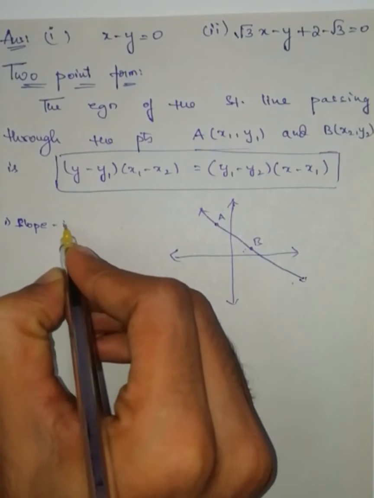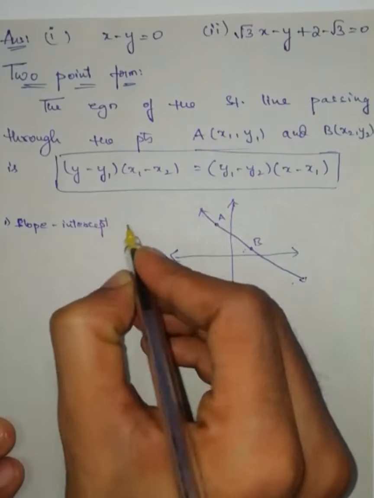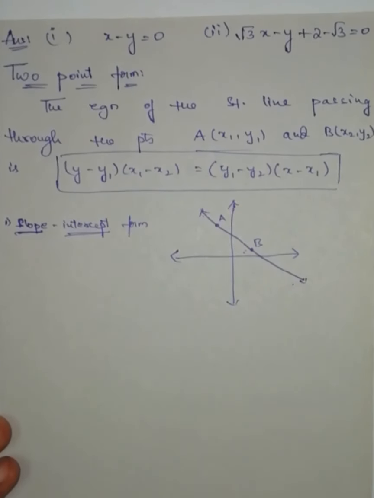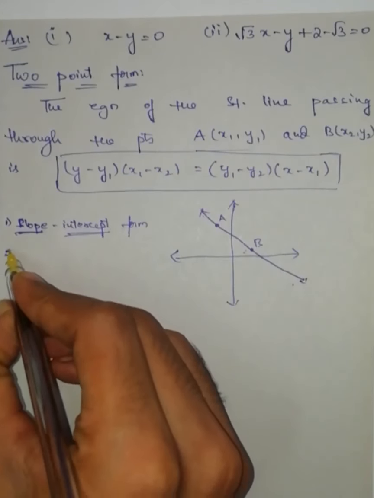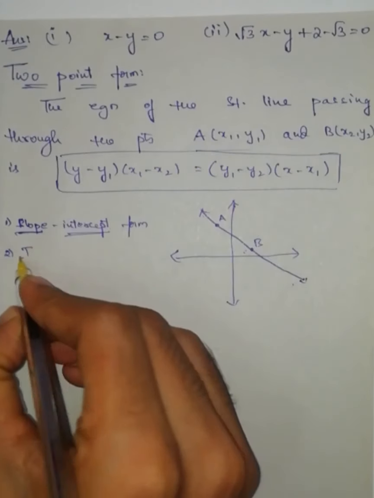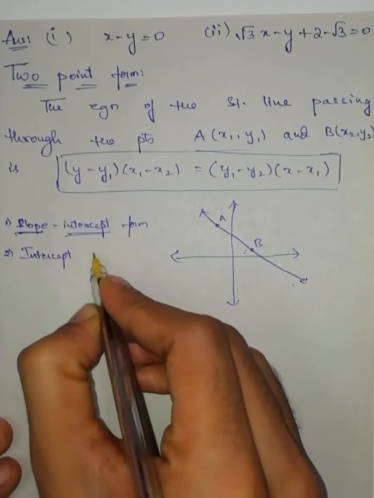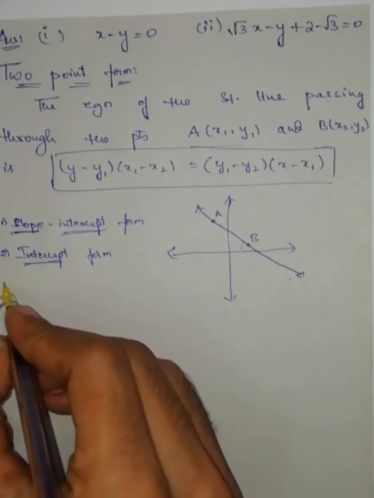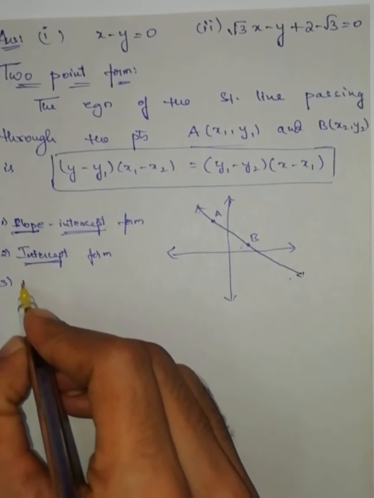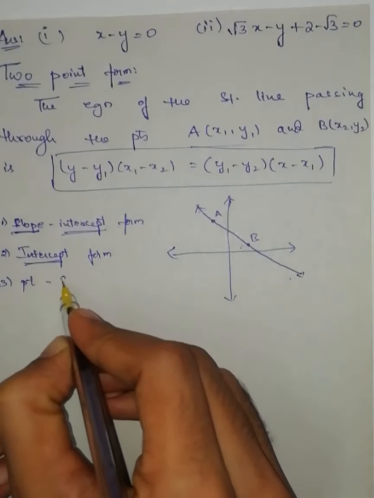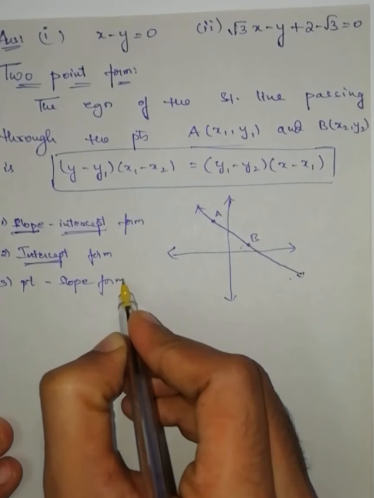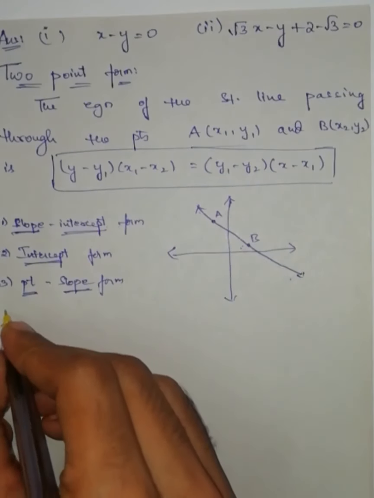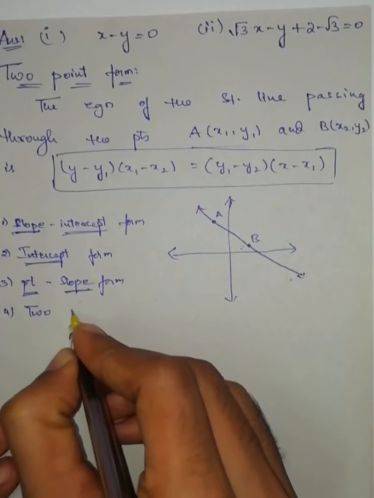Till now we have discussed the first one, slope intercept form. In this we have slope and intercept of a line, then directly we can use this form. Second one, we have discussed intercept form. If we have the intercepts of a line, then directly we can find the equation of a straight line. Third one, we have learned point slope form. If we have a single point and a slope, then we can find the equation of a straight line. Now the fourth one is 2-point form.